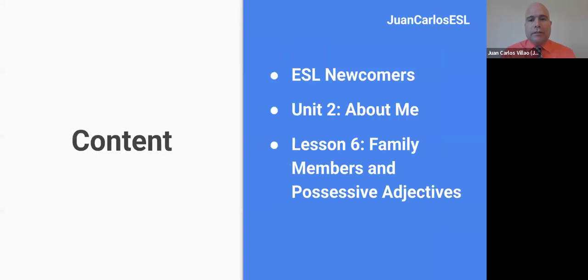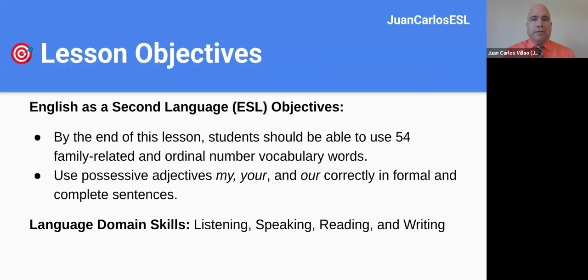All right, so content, this is unit 2, about me, family members, and possessive adjectives, lesson number 6. Here on Juan Carlos ESL, exclusively for newcomers who speak Spanish as their dominant language. Entonces, lesson objectives, English as a second language objectives. By the end of this lesson, students should be able to use 54 family-related and ordinal number vocabulary words.